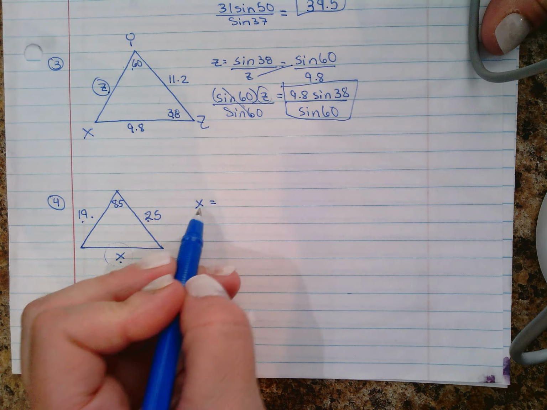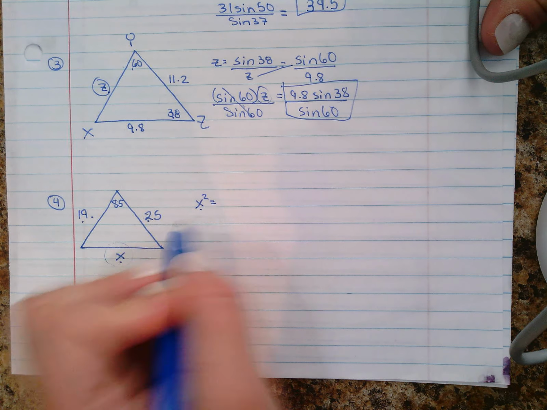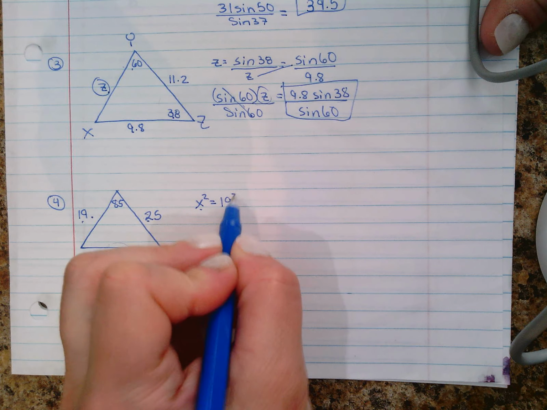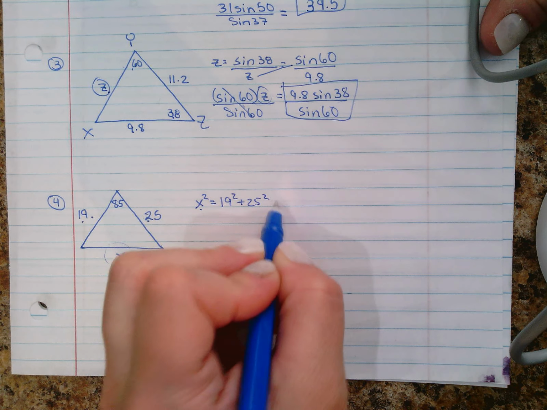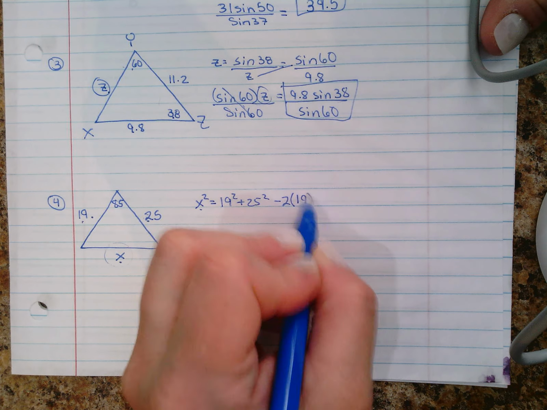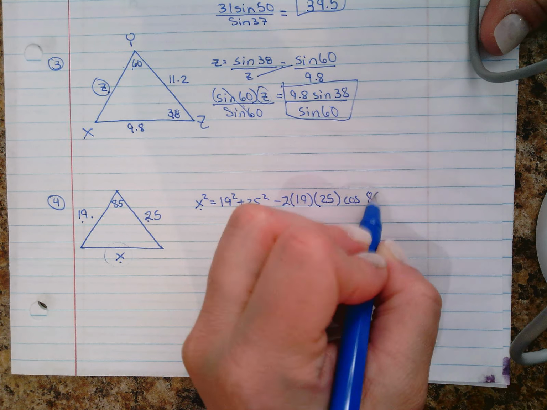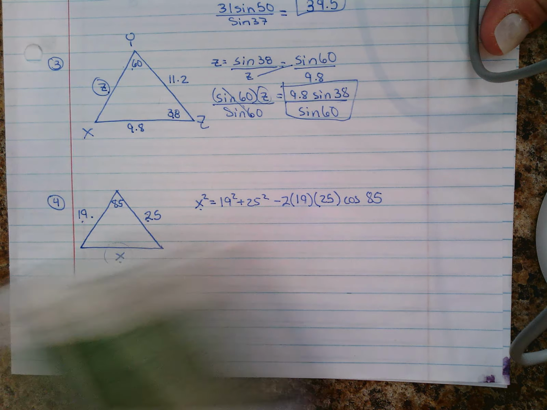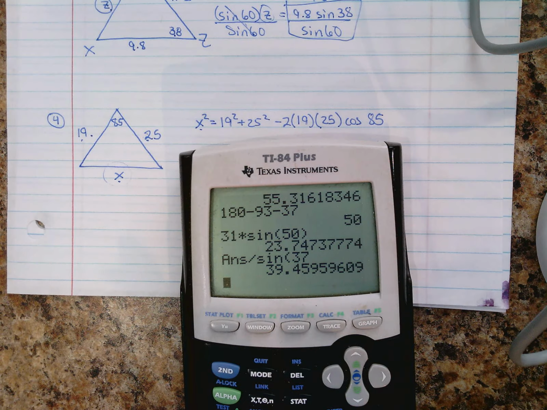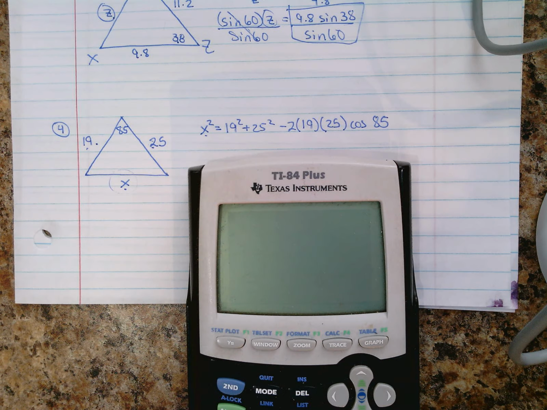So then we're going to start with that side length, and we're going to square it, equals one side squared plus the other side squared minus 2 times both of those sides times cosine of that included angle. Now all I'm going to do is take that and plug it right into my calculator exactly as it is there. So 19 squared plus 25 squared minus 2 times 19 times 25 times cosine of 85. I hit enter at this point.